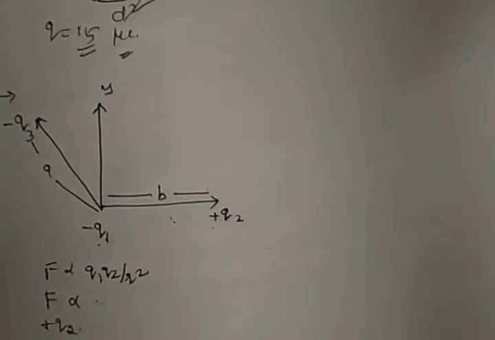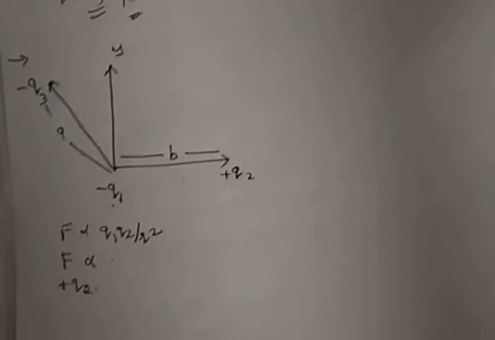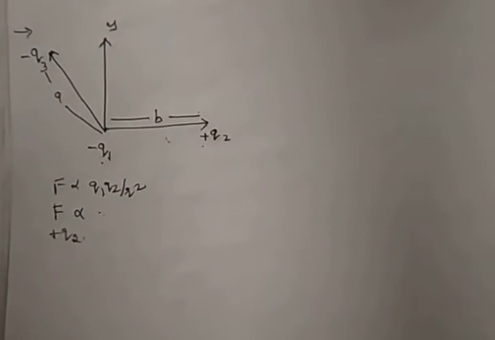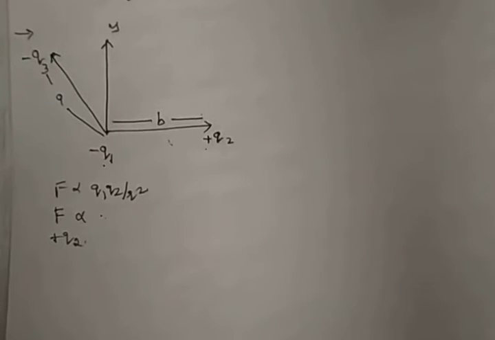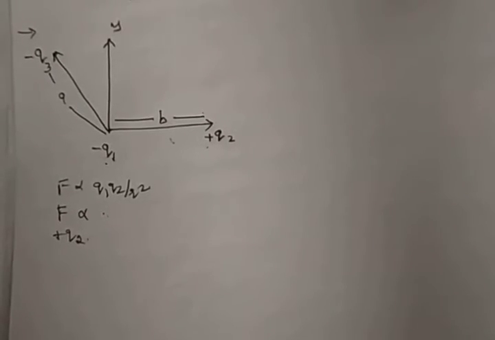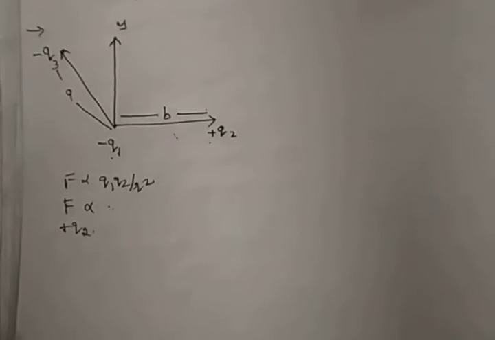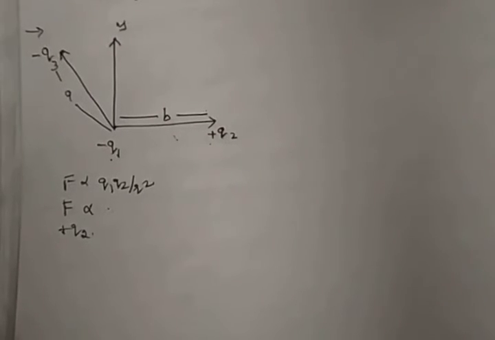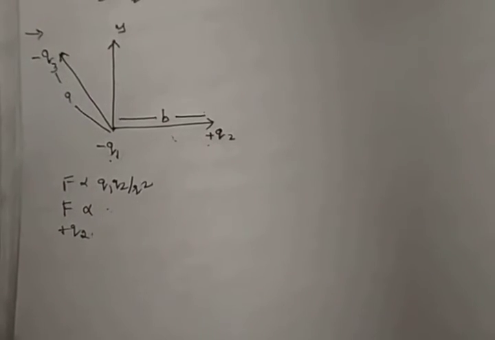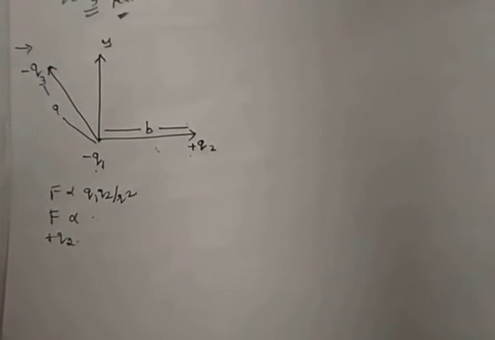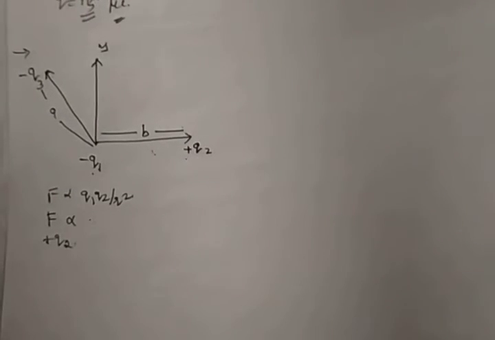Today I am going to discuss the skill on electric charges and fields. Okay, now there are three charges. One is minus Q1, the second one is plus Q2, and the third one is minus Q3. Minus Q1 is placed at the origin, plus Q2 is placed along the x-axis, and minus Q3 is placed along a particular angle made with the y-axis, at a distance a from minus Q1, and plus Q2 is at a distance b.